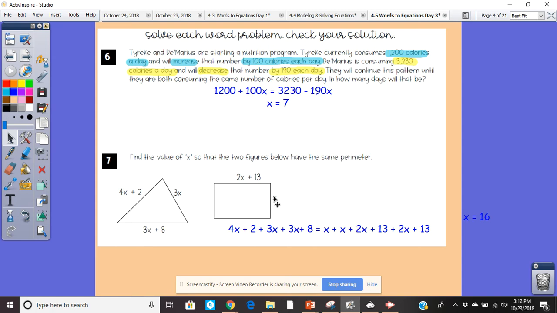For your rectangle, you have to do each side twice. So x plus 2x plus 13 plus 2x plus 13. And again, you can simplify this down by combining like terms, or you can type it in your calculator as is, and you will get x equals 16.